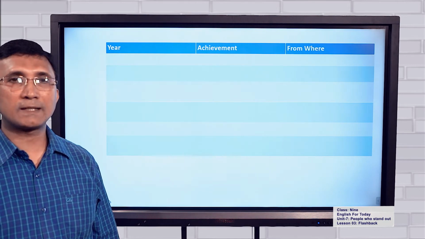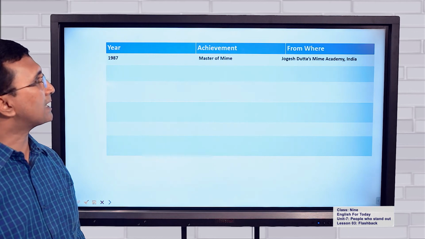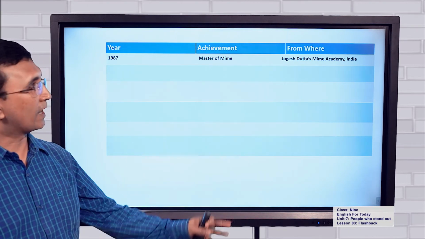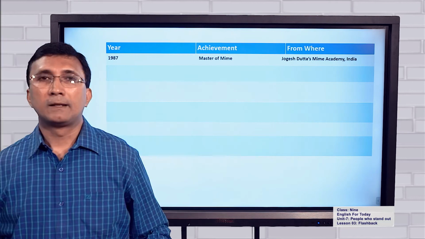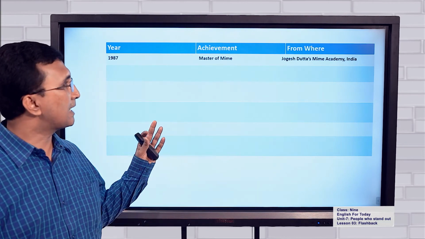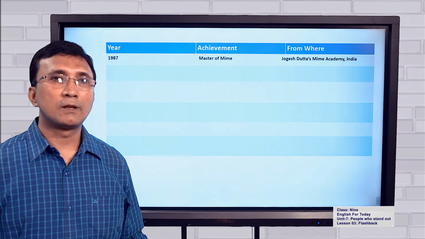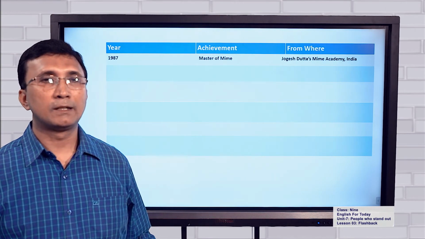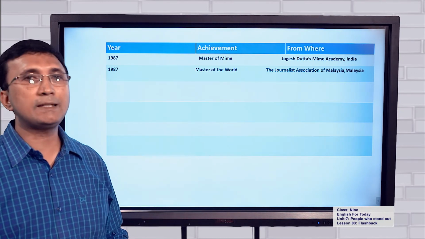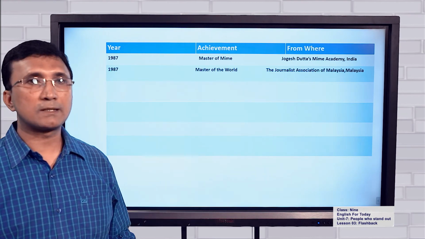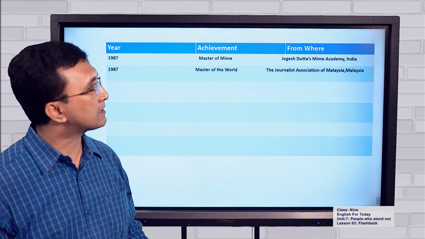So, the very first information will be, in 1987, Majumder got the achievement Master of Mime. From where? Jogesh Datta's Mime Academy, India. Dear students, I think you have written the same information in the table. Let's see. Which achievement did Majumder have at a different time? Oh no. We have another achievement in 1987. It is Master of the World, and he got this award from the Journalist Association of Malaysia.